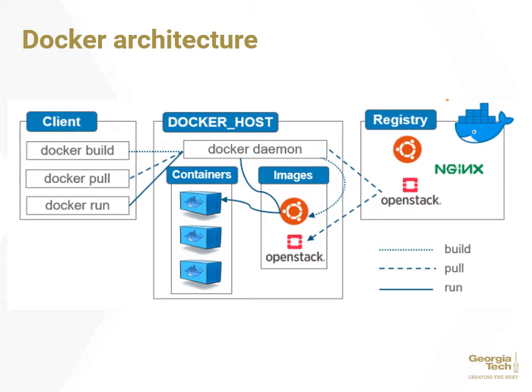The Docker daemon listens for Docker API requests and manages Docker objects such as images, containers, networks, and volumes. A daemon can also communicate with other daemons to manage Docker services. The Docker client is the primary way that many Docker users interact with Docker. When you use commands such as docker run, the client sends these commands to dockerd, which carries them out. The Docker command uses the Docker API. The Docker client can communicate with more than one daemon.